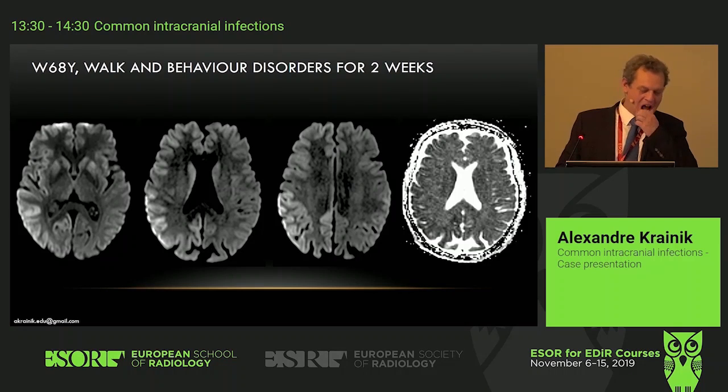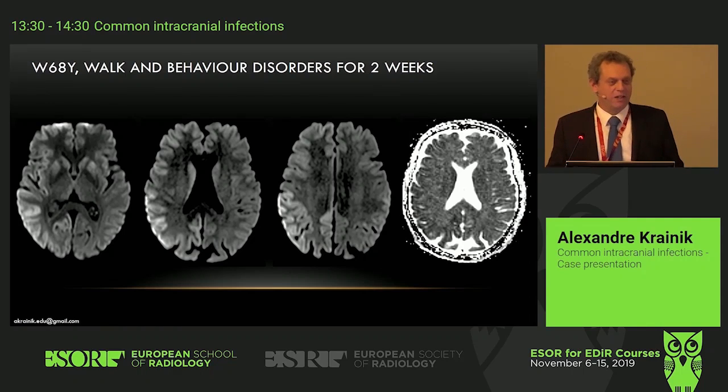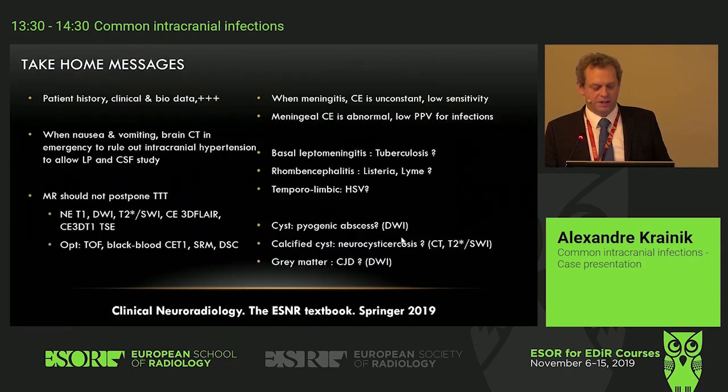In this case, we have cortical hyperintensities also in the diffusion imaging, which may also be caused by Creutzfeldt-Jakob disease. That's right. Remember, when you see a gray matter lesion that can be symmetrical or asymmetrical, superficial or deep, think of Creutzfeldt-Jakob disease. Then remember clinical and biological data.